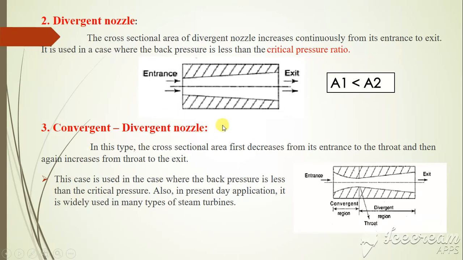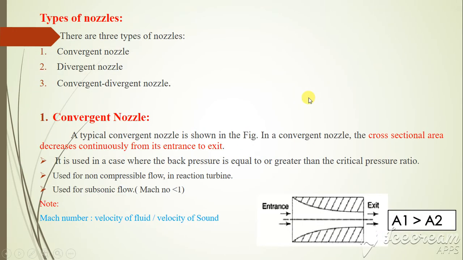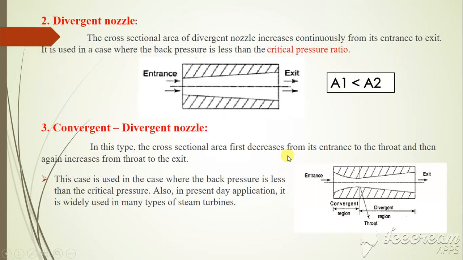A convergent divergent nozzle is nothing but the combination of these two nozzles, the convergent nozzle and the divergent nozzle. Here you can see in the figure the first phase is the convergent nozzle, and the second phase is the divergent nozzle, and in between the convergent and divergent shape there is one part that is called the throat. In the convergent section the Mach number is less than or equal to 1, in the divergent section the Mach number is greater than 1, and at the throat the Mach number is equal to 1. That means at the throat the fluid flow velocity is equal to the sound velocity, as the Mach number is defined as the velocity of fluid to the velocity of sound.